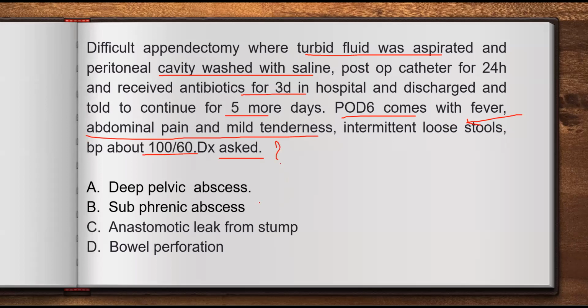Very important and complicated. So you want to think about deep pelvic abscess, subphrenic abscess, anastomotic leak from the stump, bowel perforation. So rule out the unlikely causes first. Whenever you are confused in an exam, try to exclude your most unlikely answers. So bowel perforation is most unlikely, right? Why? Because if it's perforation, the patient will not have only mild tenderness. The patient will be very sick.